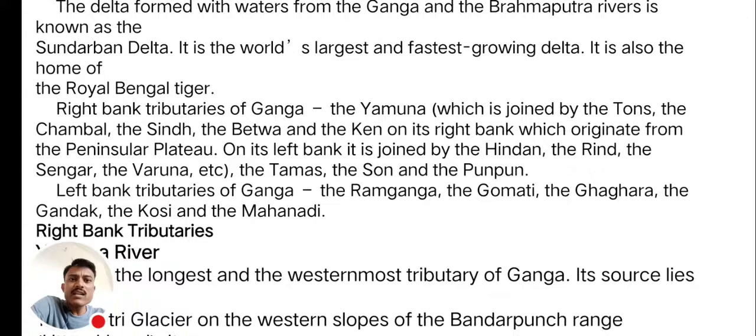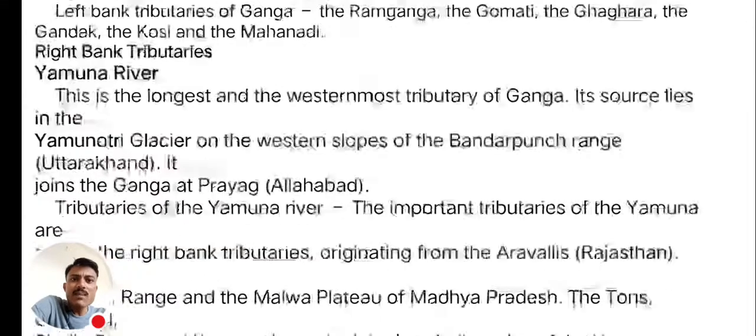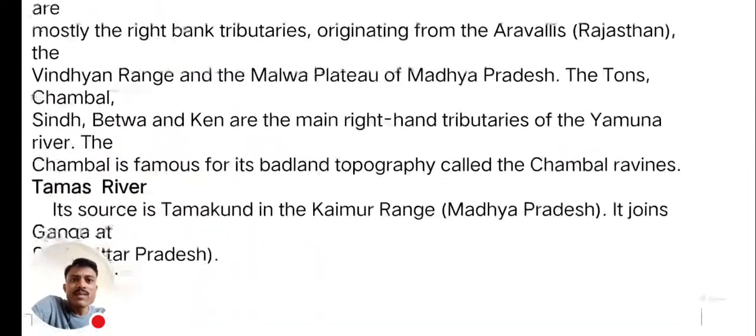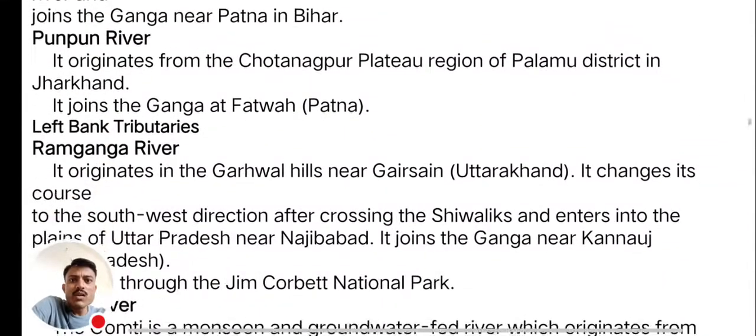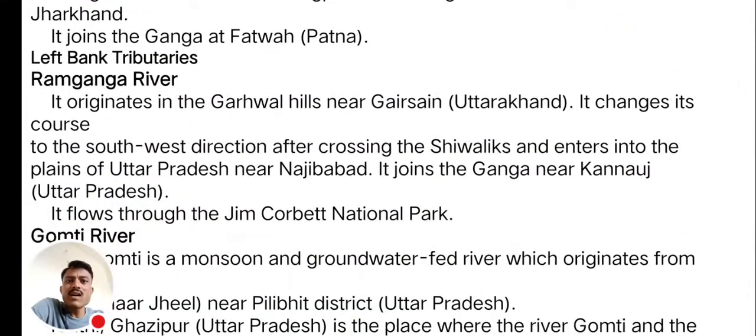Now the right bank tributaries of Ganga. Which are the right bank tributaries? So Yamuna river, then Tamas river, Son river. Okay, Punpun river. Left bank tributaries of Ram Ganga. I am going through fast because I need to complete.